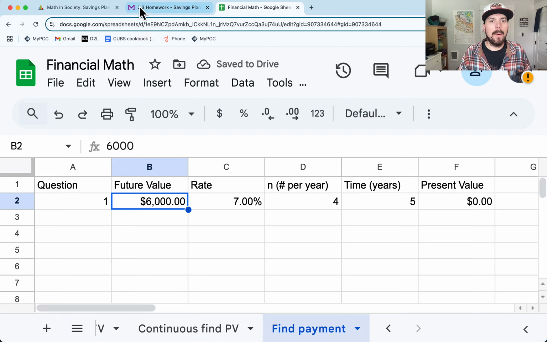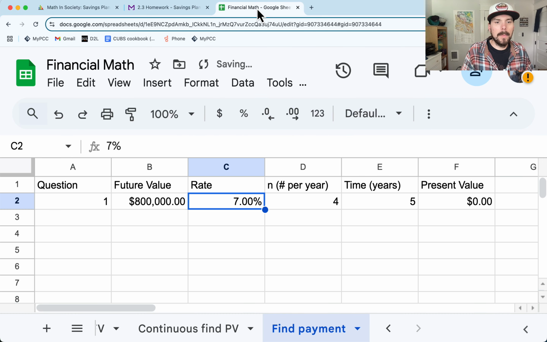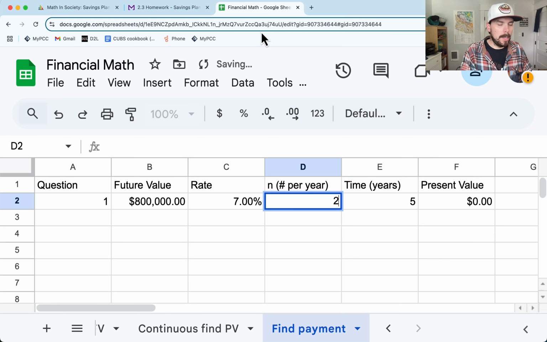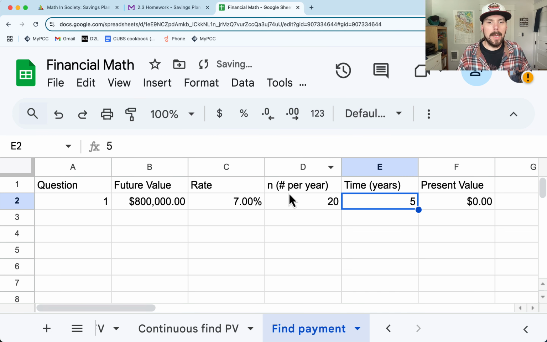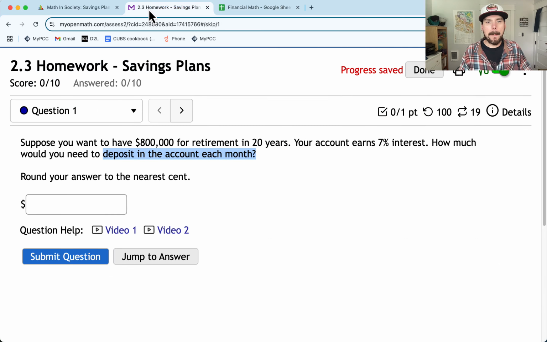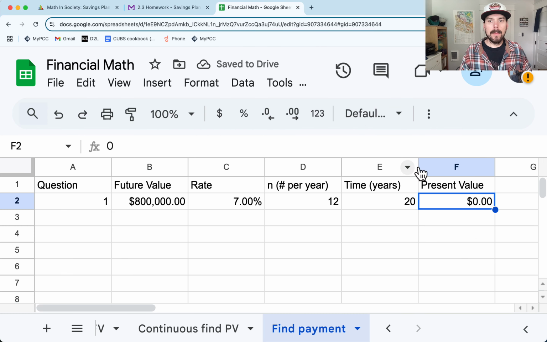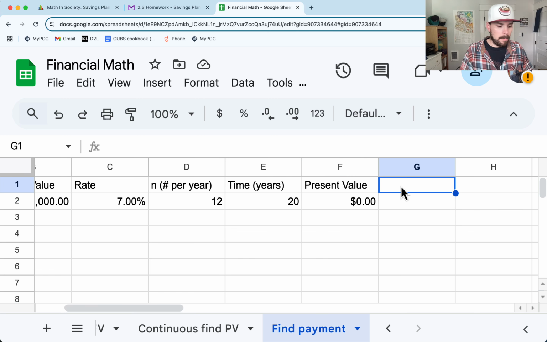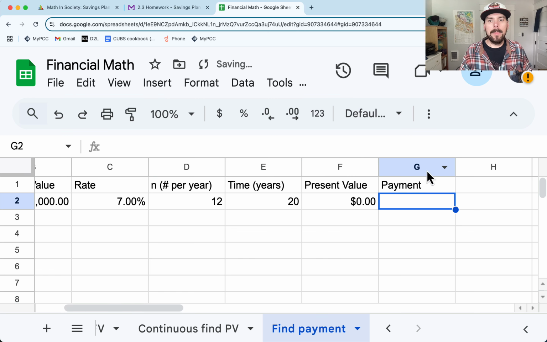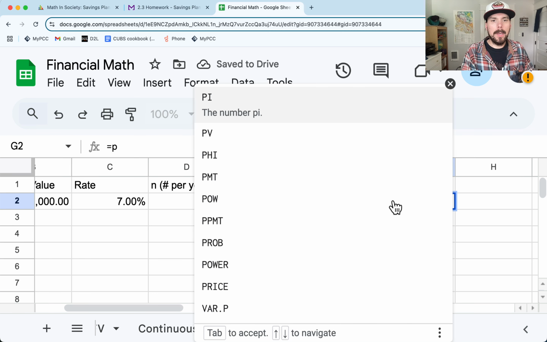Now let me put in all the other details here. 800,000. The 7% is good. We had 20 years. We had 12 months per year and 20 years. Now, from all of these inputs, I will calculate my payment. This will be a dollar amount if you want to format it. And I can do equals PMT.